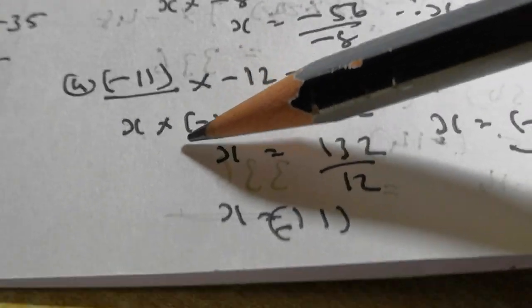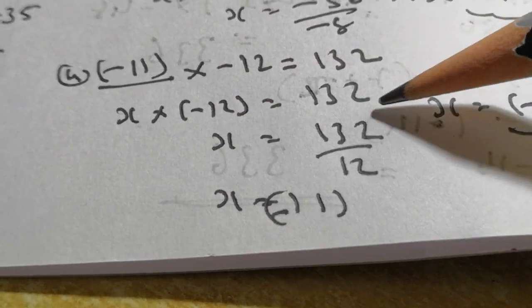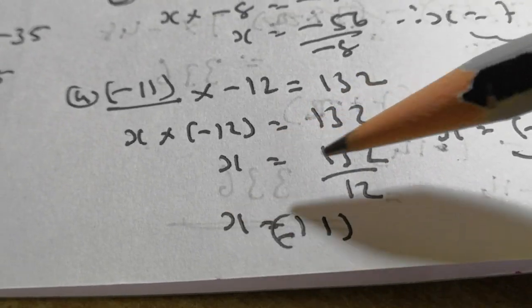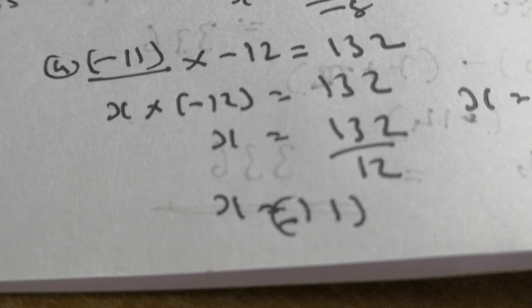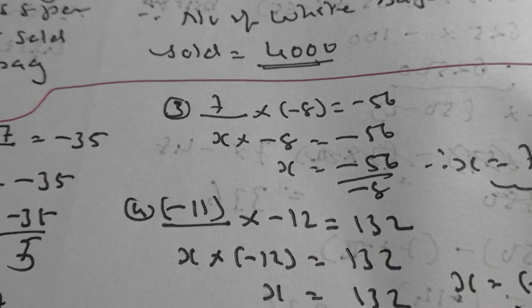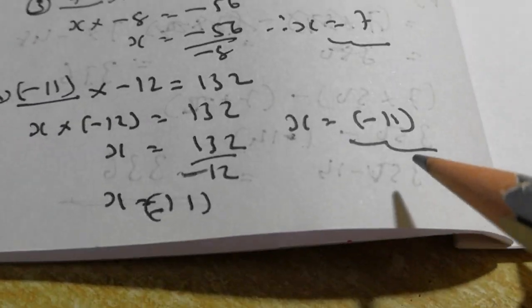So again for the blank I have taken x multiplied by -12 is equal to 132. So x is equal to 132 divided by 12. So x is equal to 11. Okay, this is -12, so the answer is going to be -11.